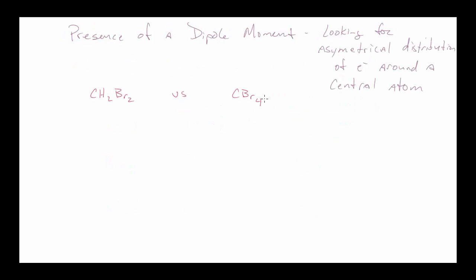So the last thing that's on our list that VSEPR is going to allow us to do is actually detect the presence of a dipole moment, right? And so really what we're looking for when we draw our Lewis dot structures is an asymmetrical distribution of electrons around a central atom.